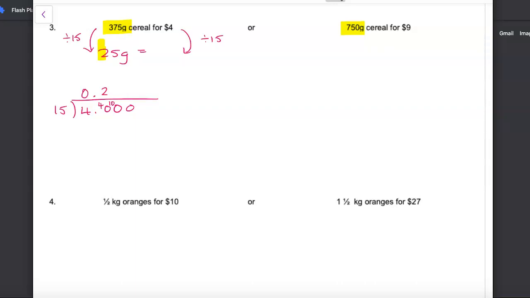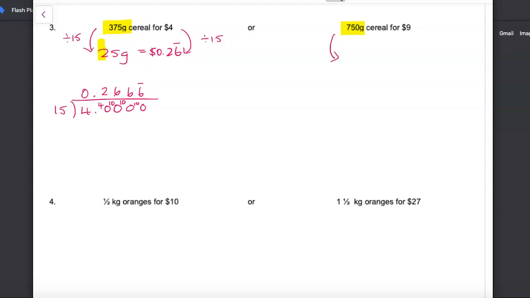Now, how many times does 15 go into 100? Well, I'm thinking that will be 6 times, because 6 lots of 15 is going to give me 90, which will leave me 10 left over. 15 goes into 10 6 times with 10 left over, and I get a bit of a recurring feeling here. So this tells me that it's about $0.26, or about 26 or 27 cents for 25 grams.